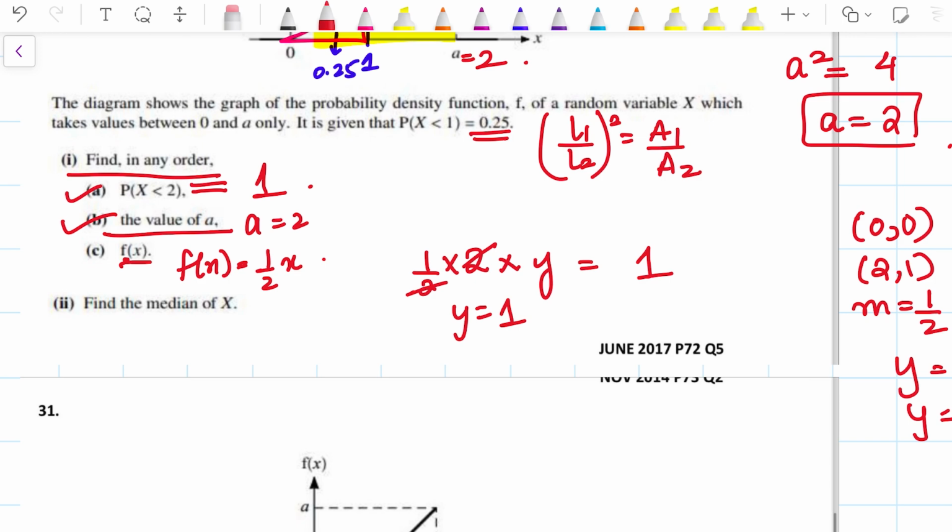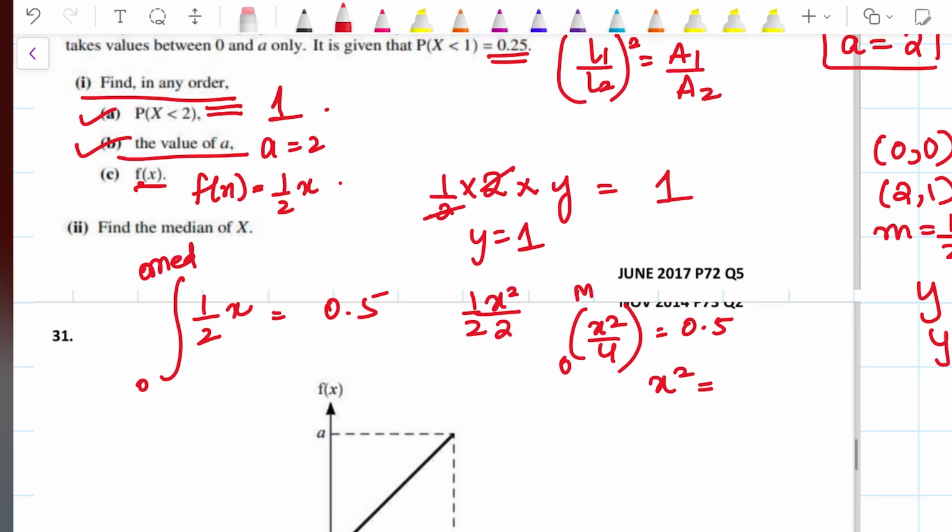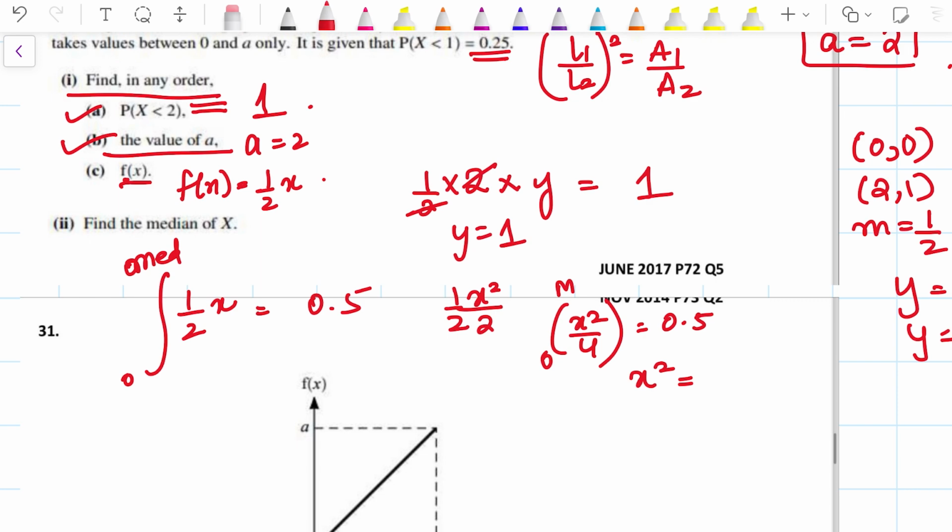Find the median of x. So you know when you integrate with the median and the initial limit, which is 0, area is equals to 0.5. So add 1 to the power divided by new power, it becomes x squared upon 4. Median 0 is equals to 0.5. So x squared upon 4 is equals to 0.5. I'm not putting the limits because I know 0 gives me a 0. 4 into 0.5 and then an under root on it. So x squared is 2 and then x becomes under root 2. So the median here is under root 2.